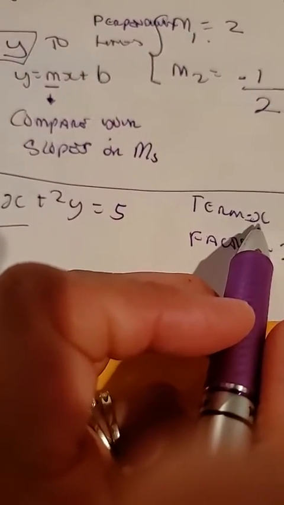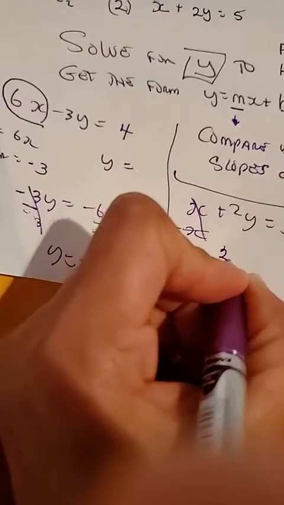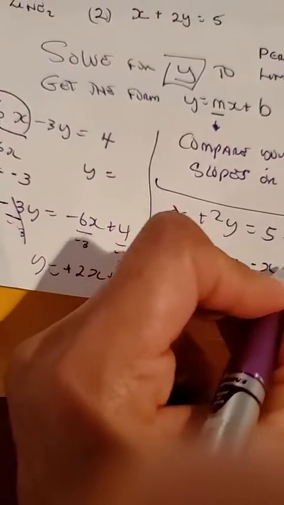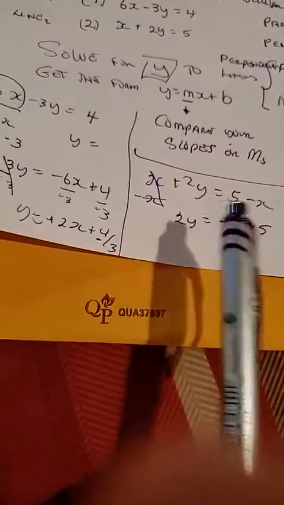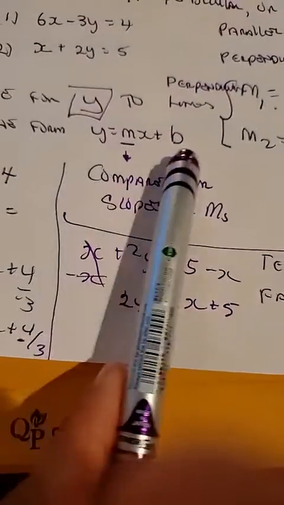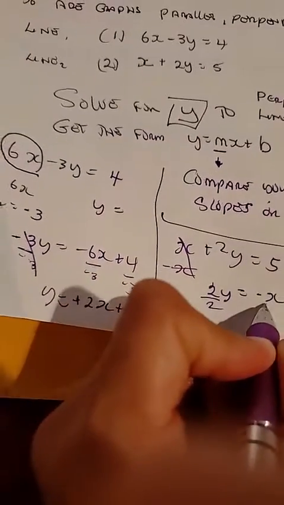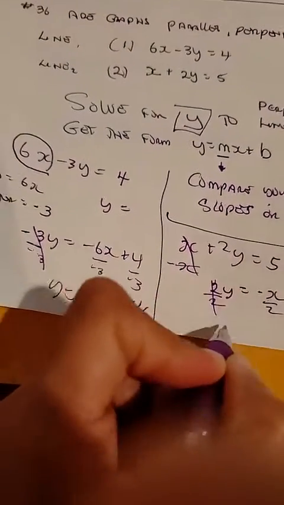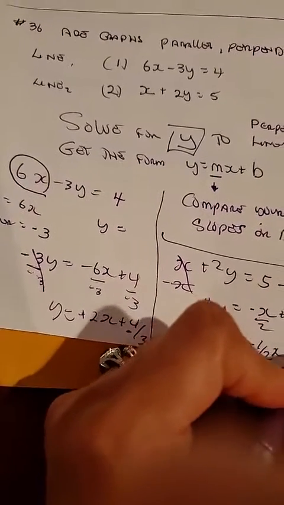For the second equation, the term x is preventing y from being by itself, and the factor 2, right? So I'm going to subtract x from both sides. So 2y is equal to negative x plus 5. Notice I'm putting the x term first because I want it in the form y = mx + b. Okay? And then I'll divide both sides by 2. So y is equal to negative 1/2 x plus 5/2.